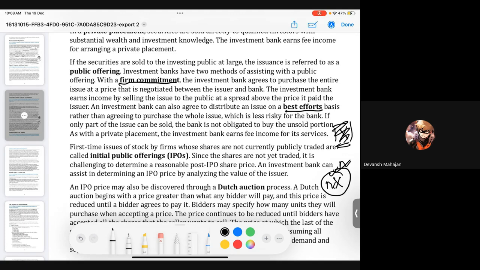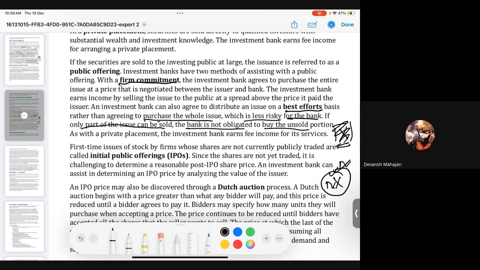And what they will do is, जितना shares बिका उतना ठीक है, बाकी shares का the investment bank is not committing. Okay, rather than agreeing to purchase the whole issue, which is less risky for the bank. If only part of the issue can be sold, the bank is not obligated to buy the unsold portion. As I said, there is no kind of commitment.